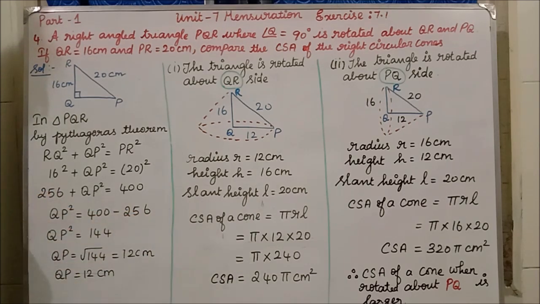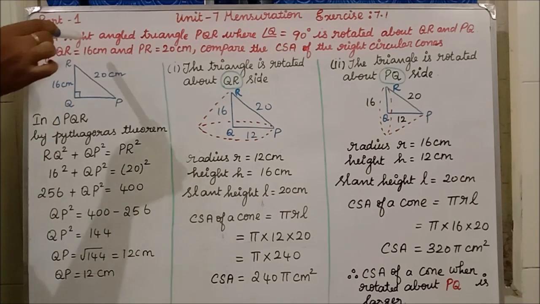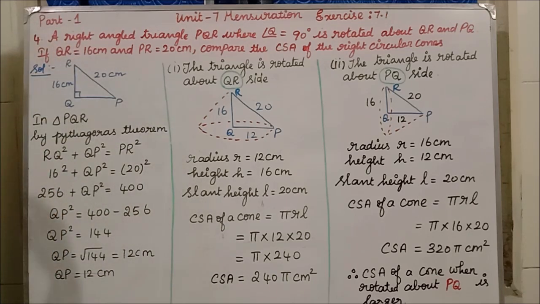Why am I not substituting a pi value? In the question they are asking to compare, which is larger only they are asking. They are not asking the curved surface area value. So to compare which is larger, we need not substitute the value of pi. We will keep it as such. Now curved surface area equal to 240 pi centimeter square I have got.